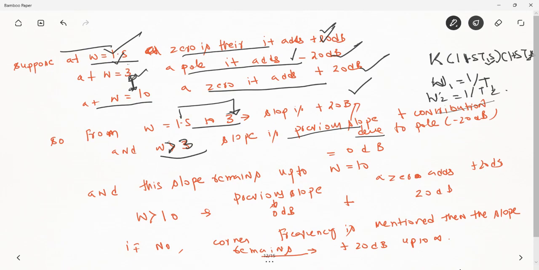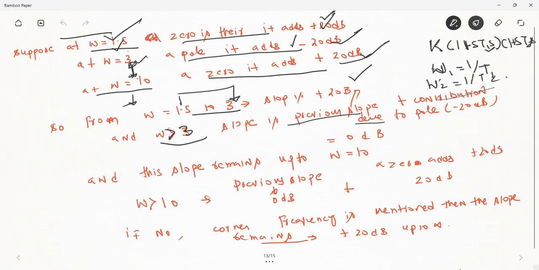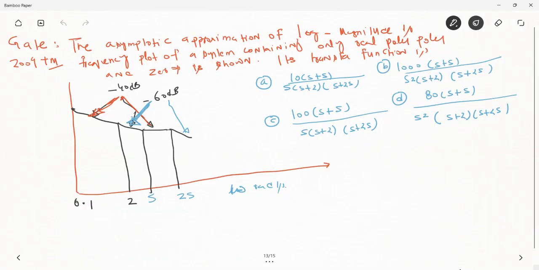Now in the same way, if you are moving 3 to 10, it remains the same. But if you are moving ahead of 10, the contribution there is 20 dB, and the previous contribution is 0. So the slope after 10 till infinity would be 0 plus 20. It would be 20 dB. Okay, so this is the main concept that you have to understand.